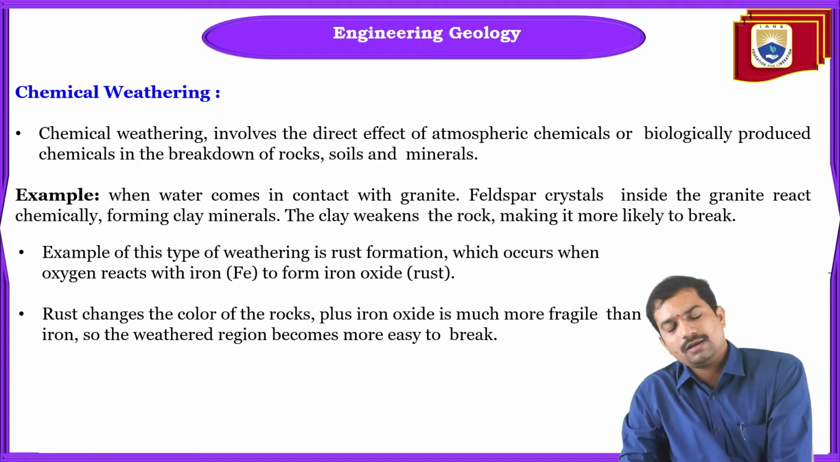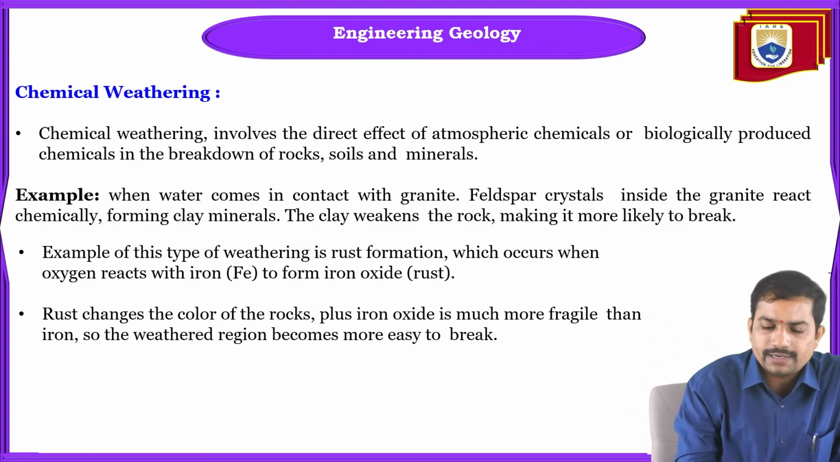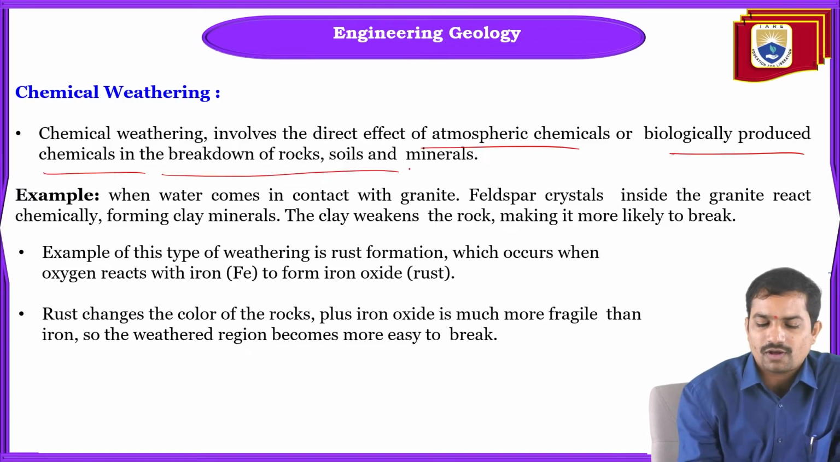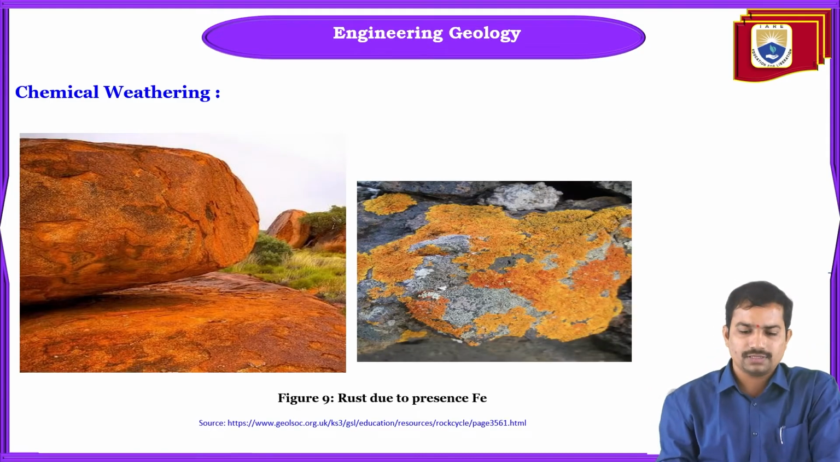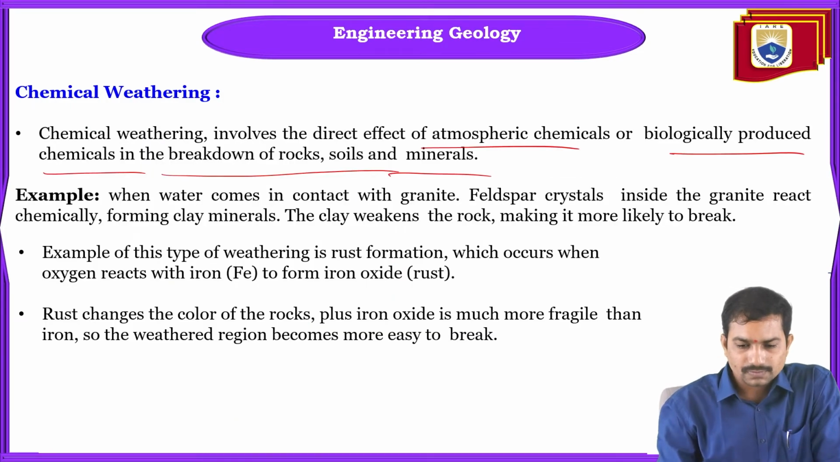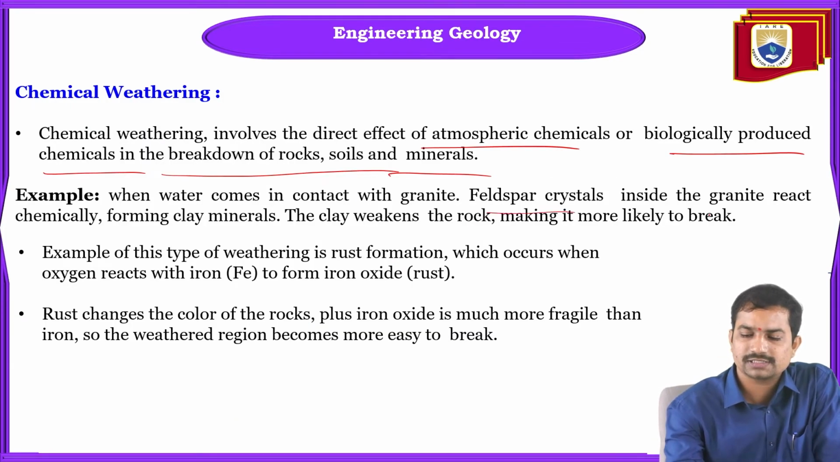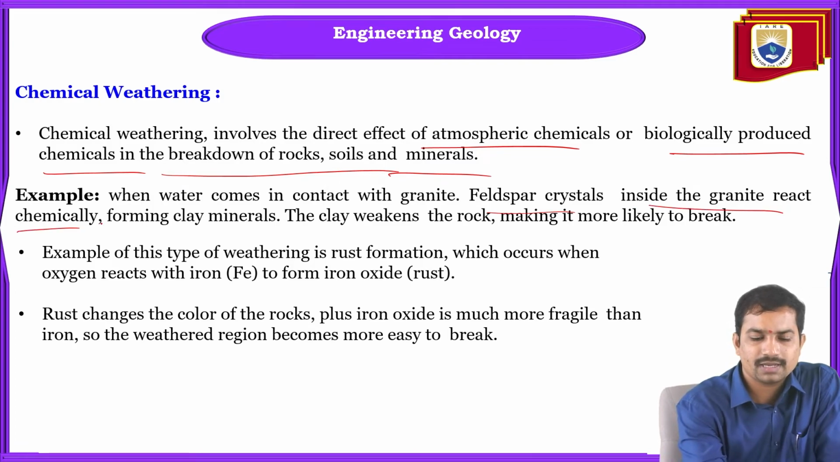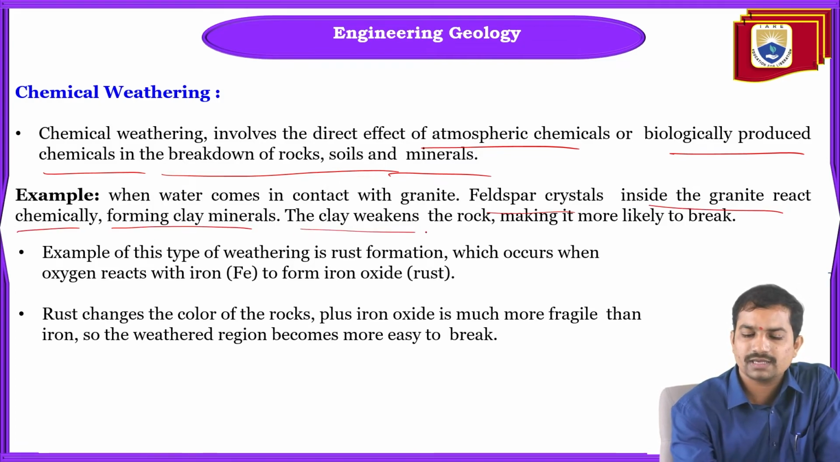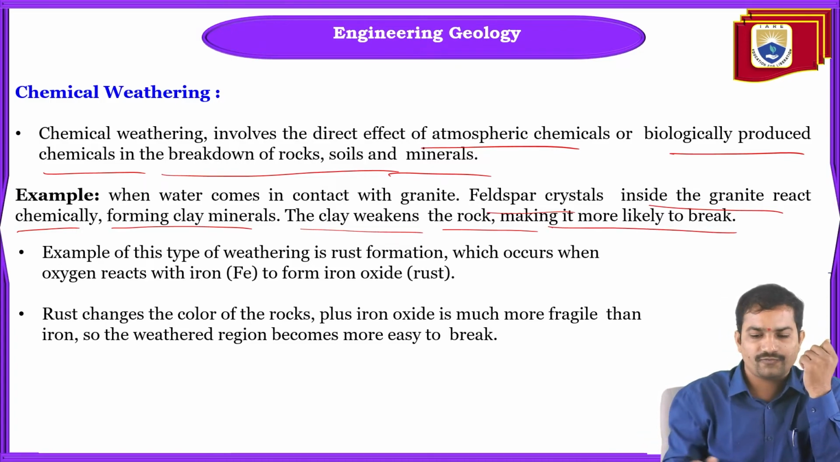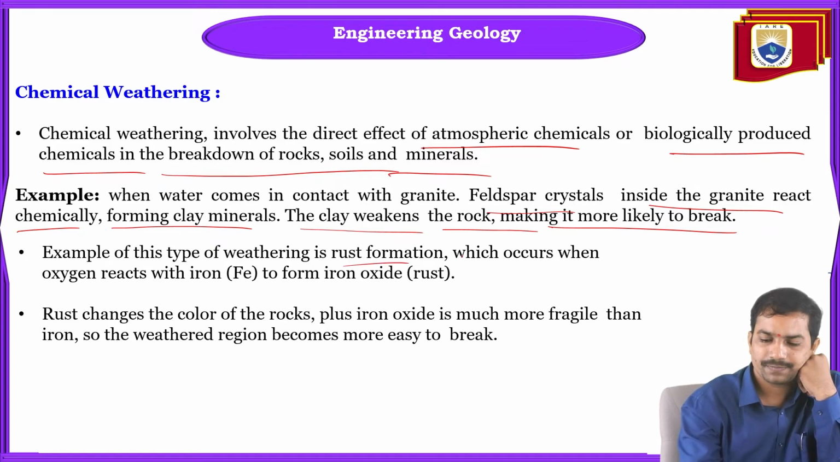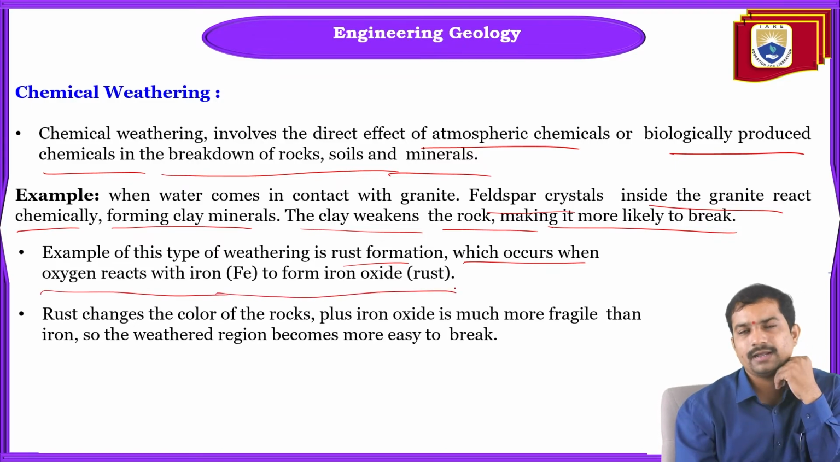So chemical weathering involves the direct effect of atmospheric chemicals or biologically produced chemicals in the breakdown of rocks, soils, and minerals. When water comes in contact with granite, the feldspar crystals in the granite react chemically, forming clay minerals. The clay weakens the rock, making it more likely to break. An example of this weathering is rust formation on rocks, when oxygen reacts with iron, Fe.